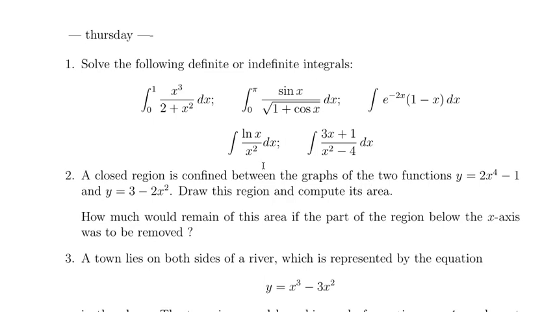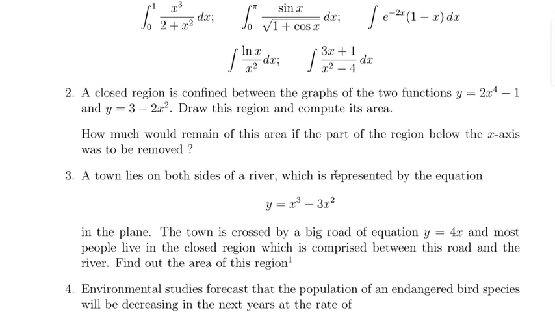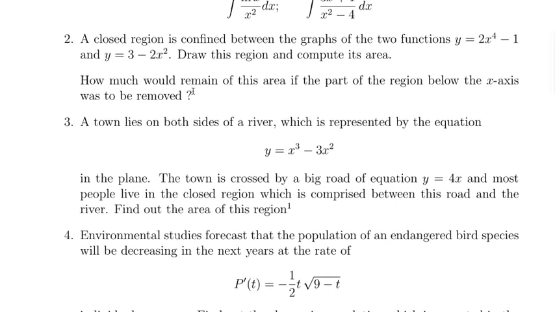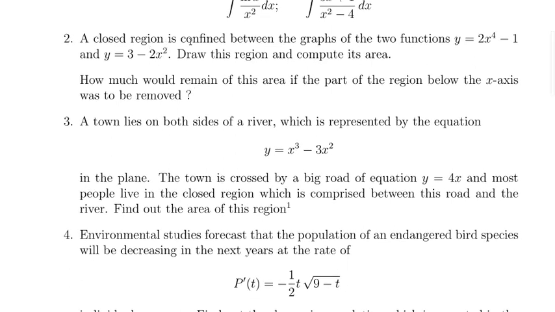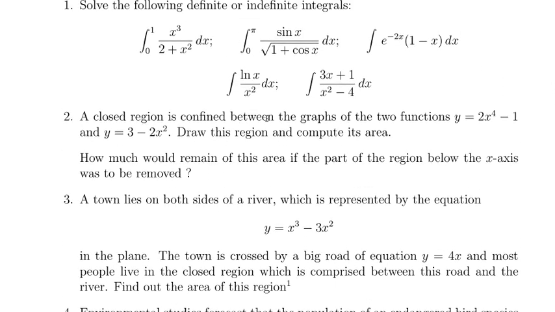So we finished the integrals. Now we go to the second exercise. A closed region is confined between the graphs of the two functions y equal 2x to the 4 minus 1 and y equal 3 minus 2x squared. Draw this region and compute its area. And then how much would remain of this area if the part of the region below the x-axis was to be removed? Okay, so first of all we have to draw this region.